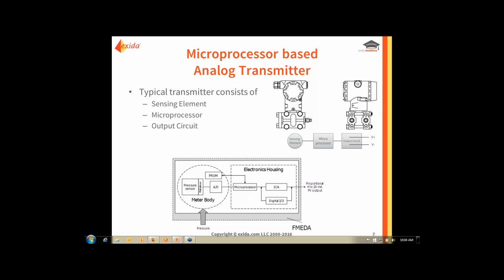So very schematically, there are three parts to a transmitter, a little bit more detailed in the picture below, as we sometimes perform failure mode effect and diagnostic analyses on these. Obviously, we go into a lot more detail, but there could be a D to A circuit to convert the microprocessor signal from a digital to an analog signal and so on.